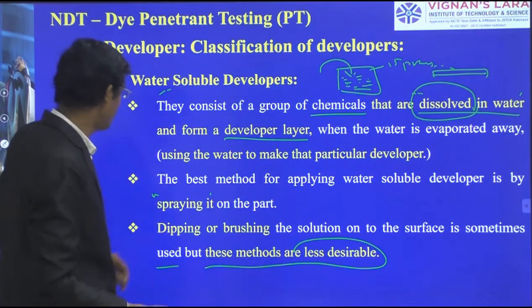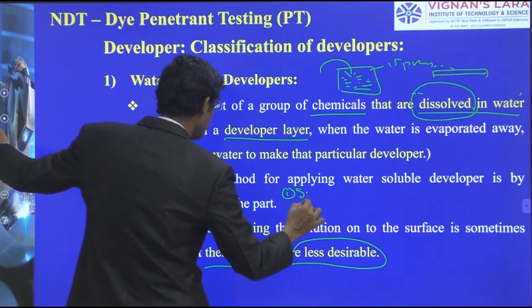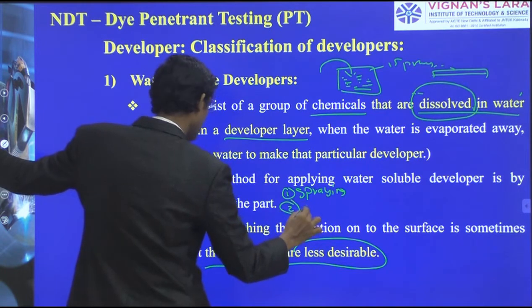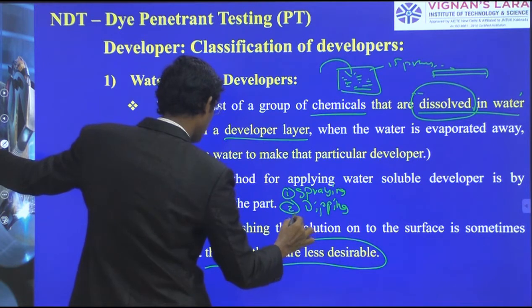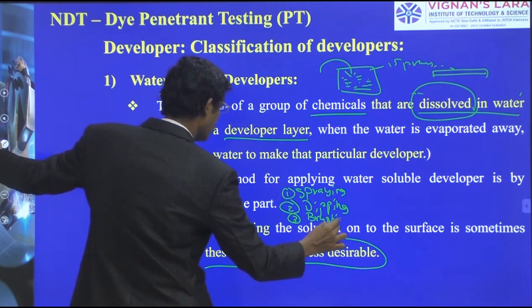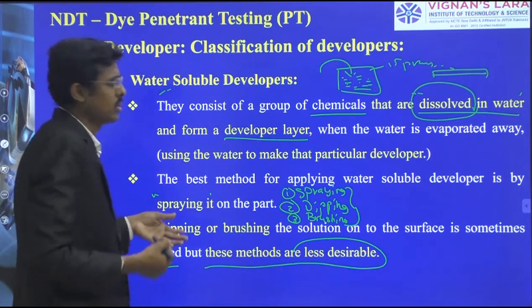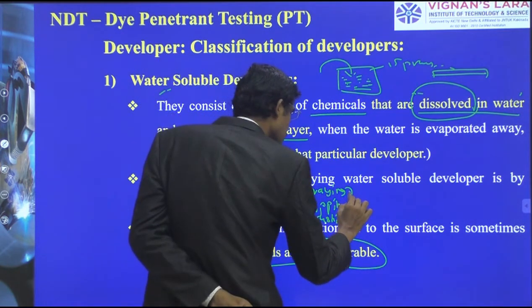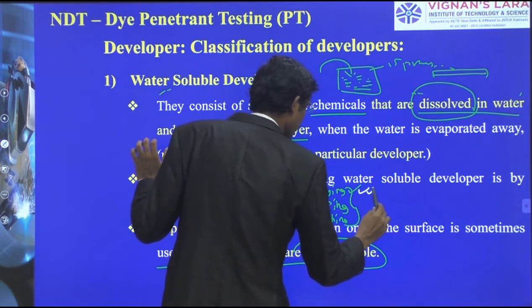Not only spraying we are doing. The number 1 method is spraying. Number 2 method is dipping. And number 3 method is brushing. So in these 3 methods, for this water washable or any methods which are in liquid, we can use this. Out of this, the spray method is recommended here.